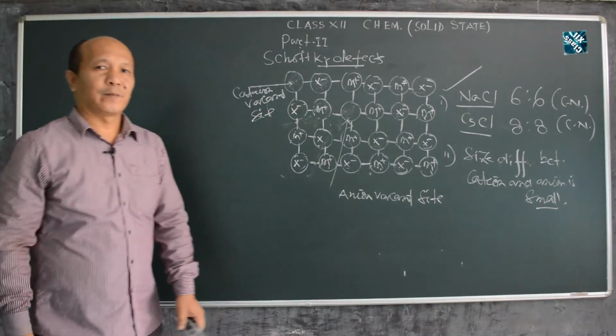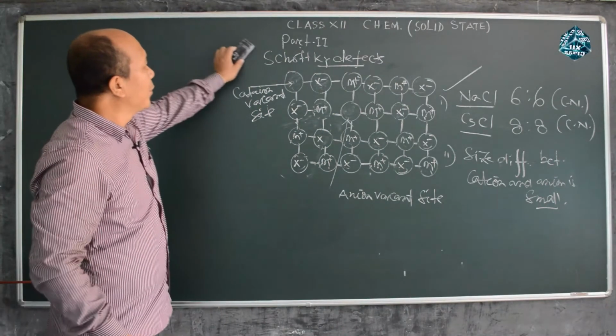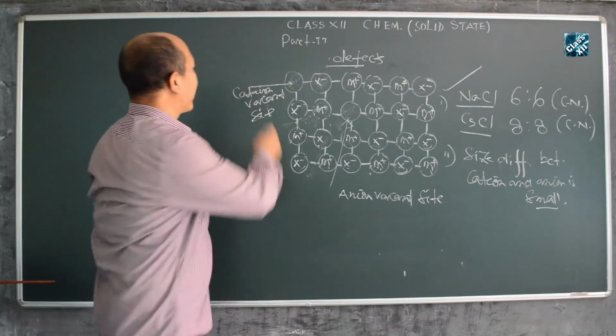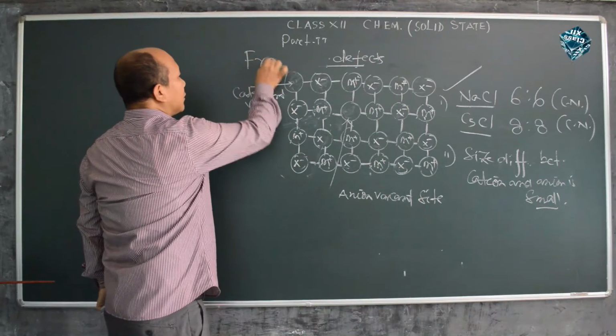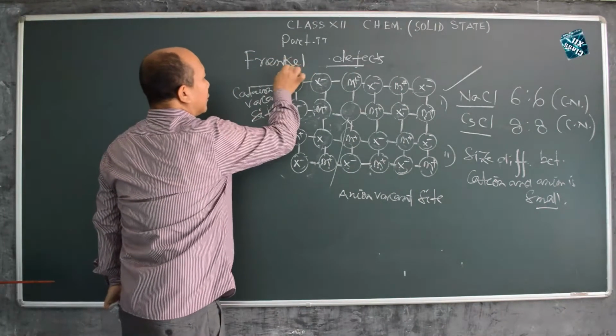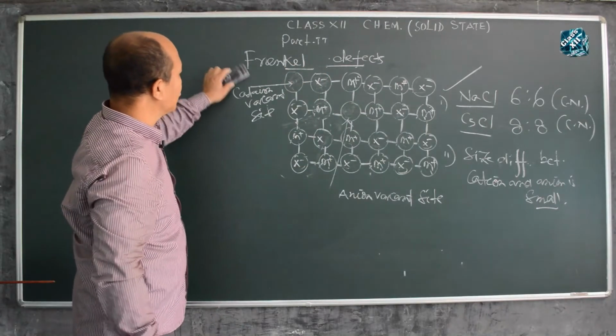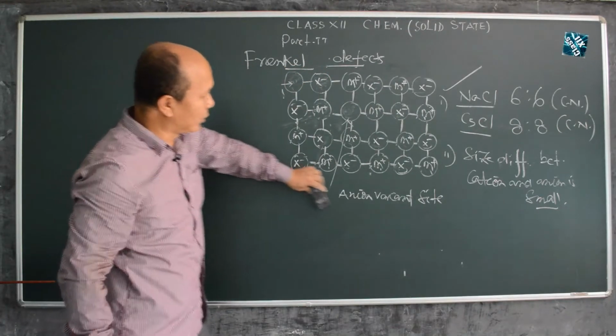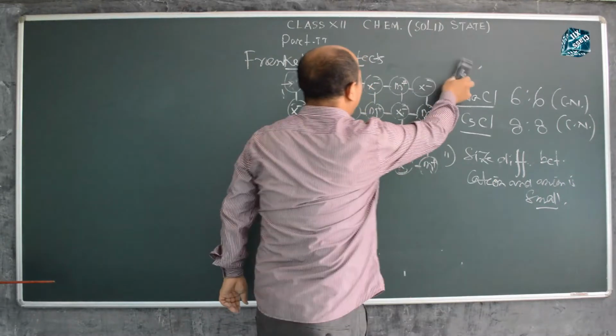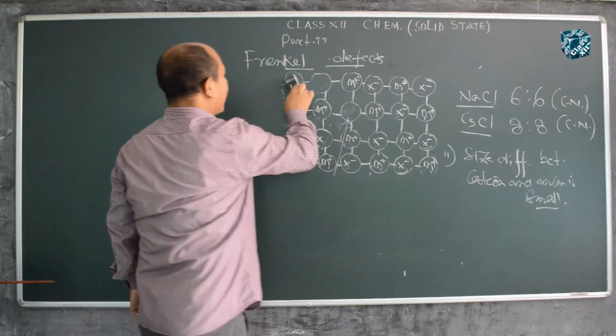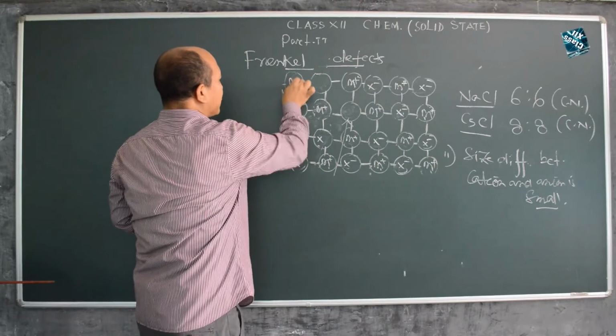Clear? Next, another defect is the Frankel defect. In the Frankel defect, first look at the ideal crystal, the ideal lattice.